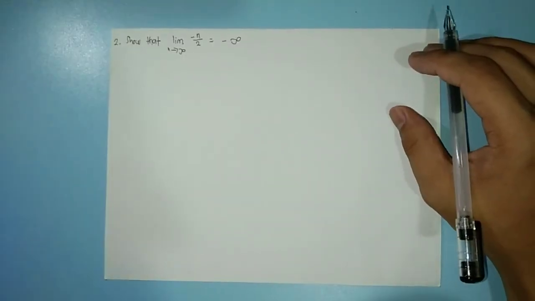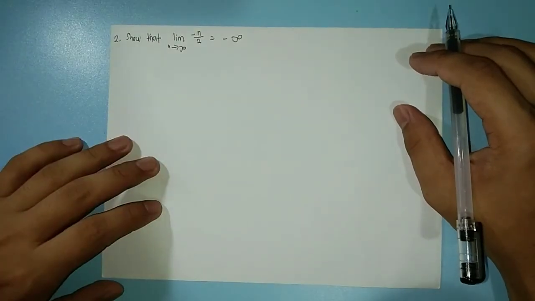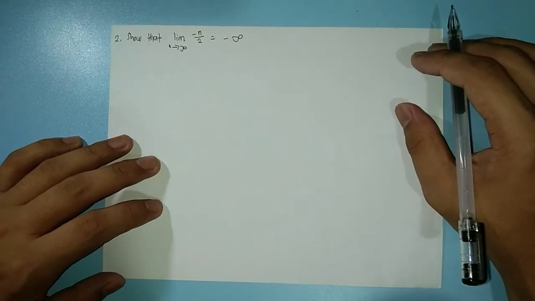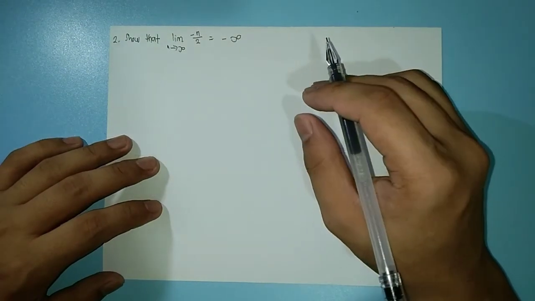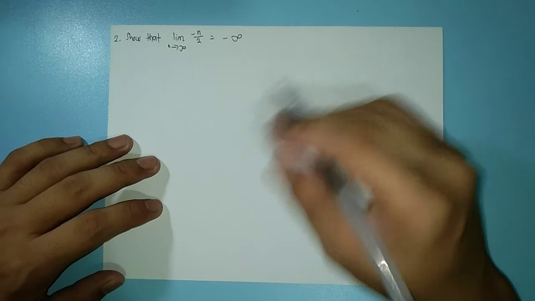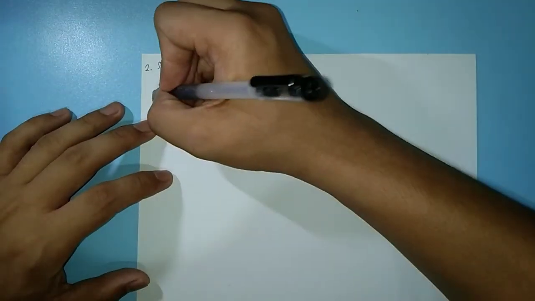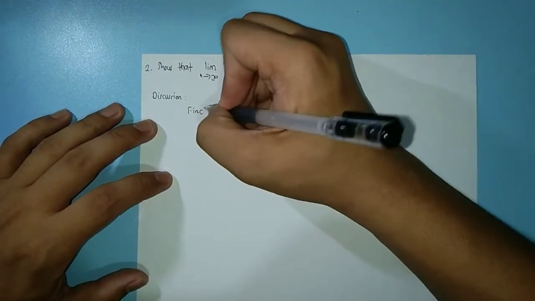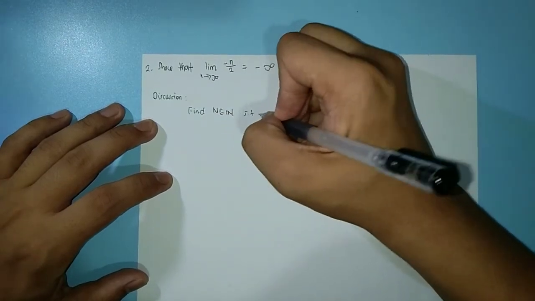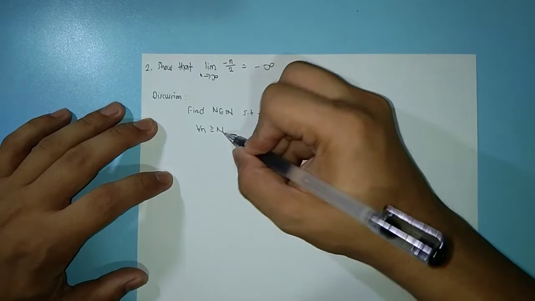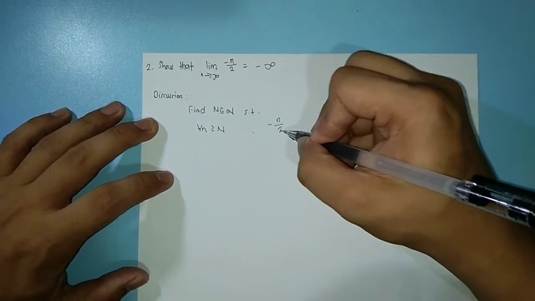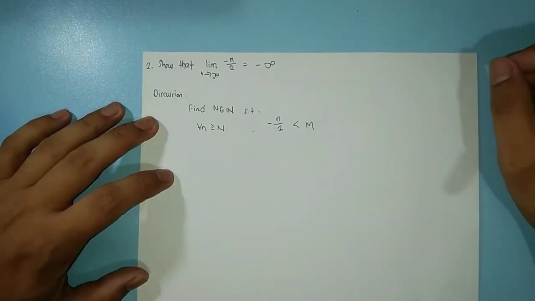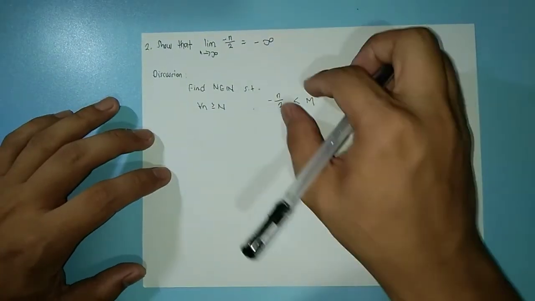Okay, so let's have another example. Show that limit of negative n over 2 as n approaches infinity is equal to negative infinity. So ito naman, gagamitin naman natin yung second definition kanina, okay, about divergent sequence na nagda-diverge naman sa negative infinity. Okay, so for our discussion muna, so hahanap muna tayo ng natural number N. So find natural number N such that for all n greater than or equal to N, dapat yung negative n over 2 ay less than m, for m less than 0.